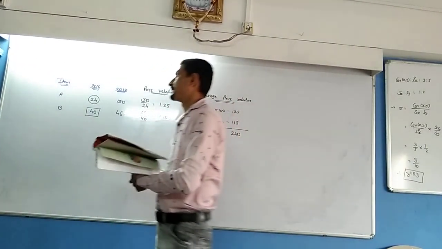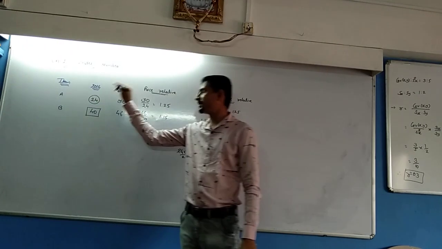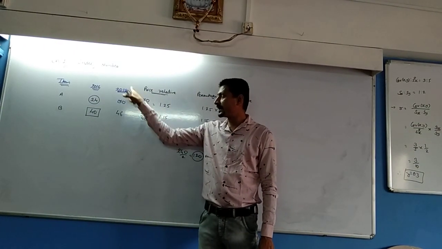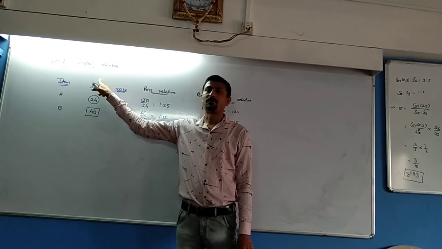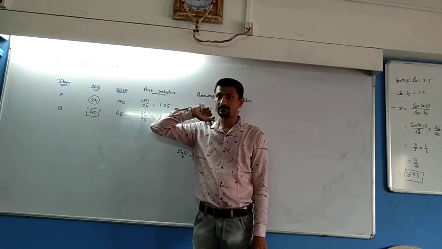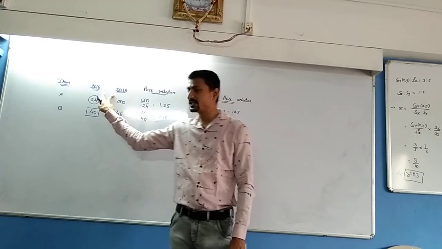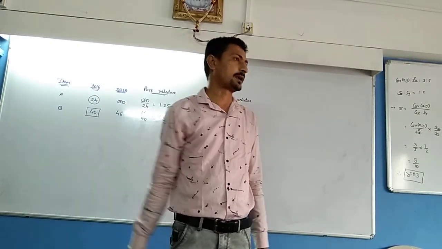Next point, base year. 2016 and 2018. 2018 is the current year and 2016 is the fixed base year. Generally, note that the base year is a fixed year, but they always take current years.